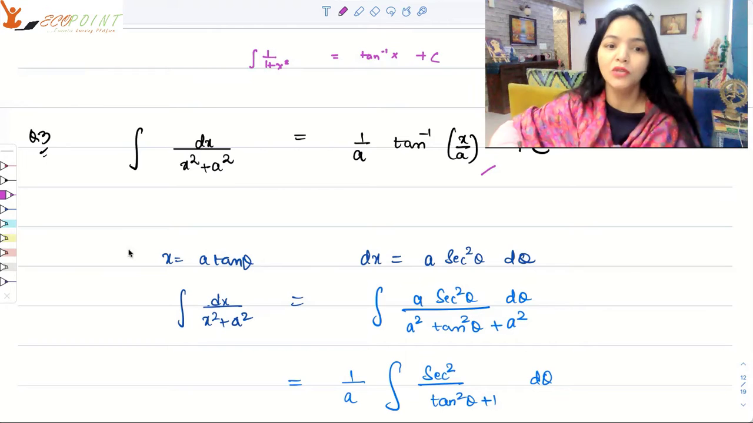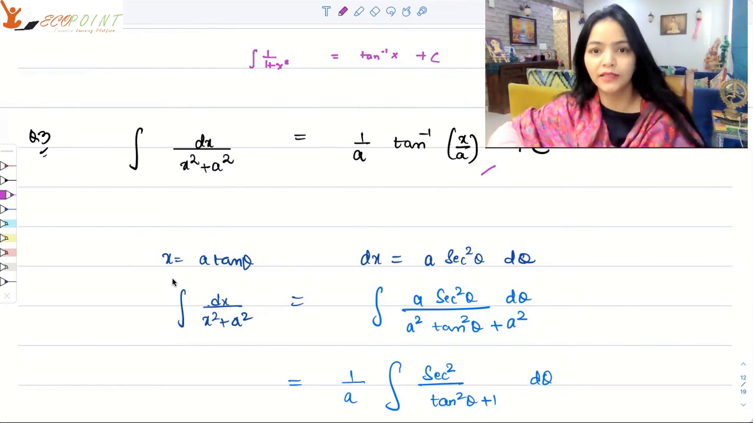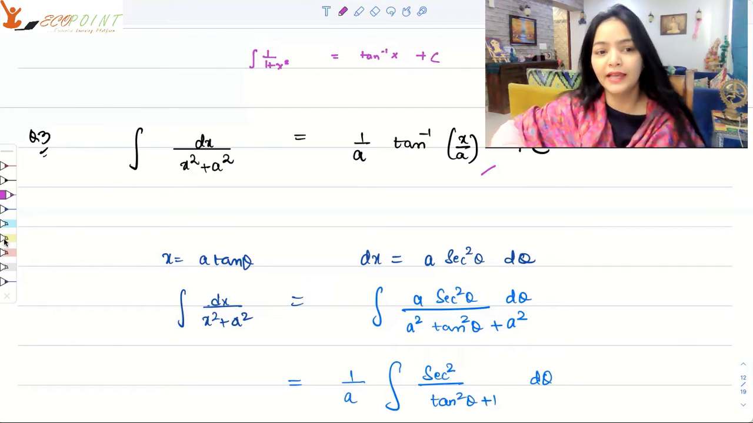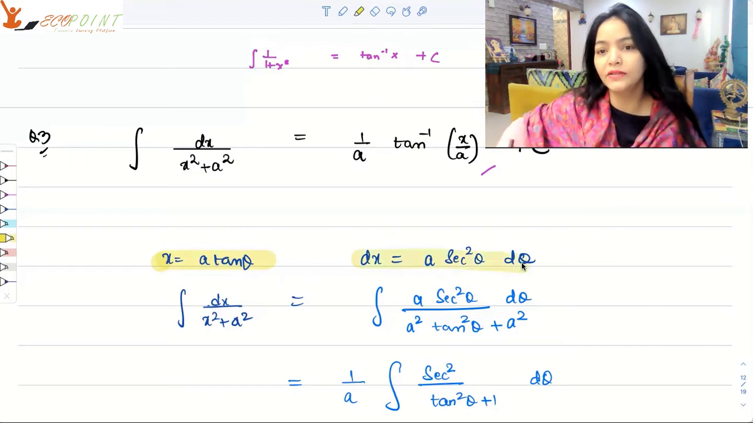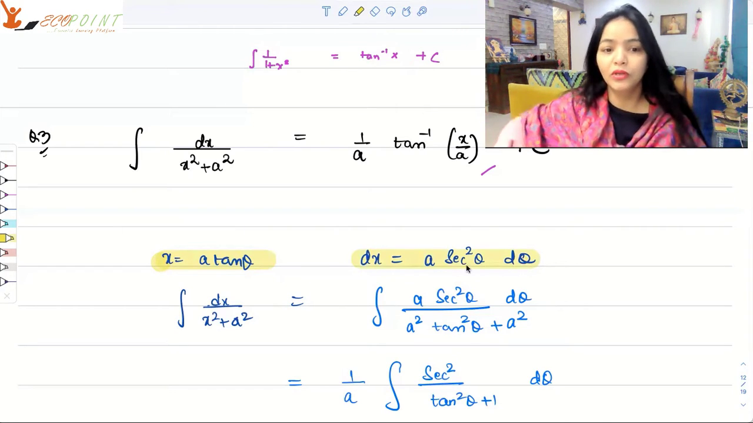Now, if you have x squared plus a squared, instead of 1, basically if you have a squared there, how will it function? What you can do here is, again, the substitution will be of the sort that conversion would be tan and secant square. If you take x as a tan theta, then your dx turns into a secant square theta d theta.